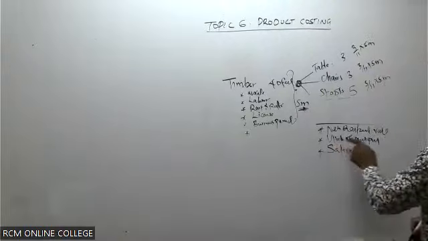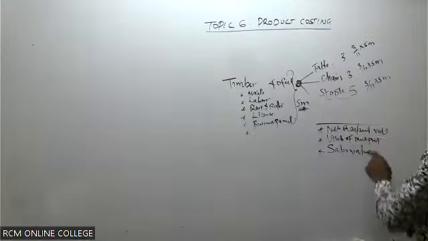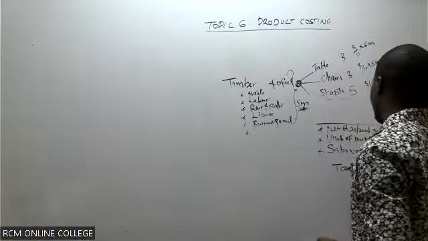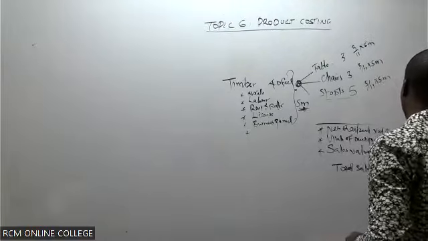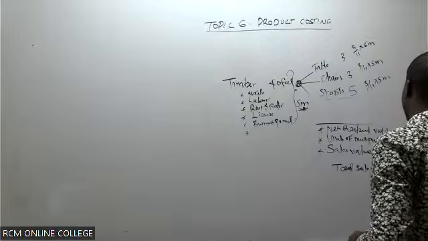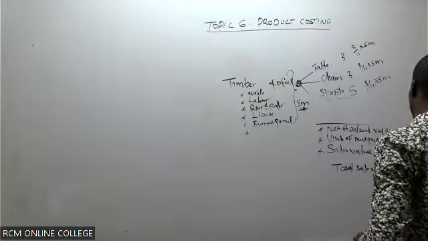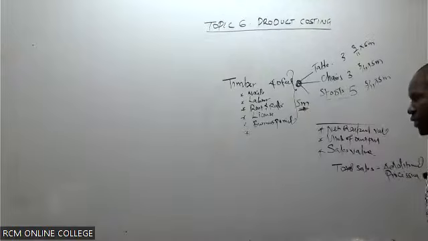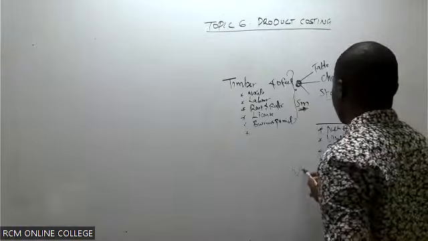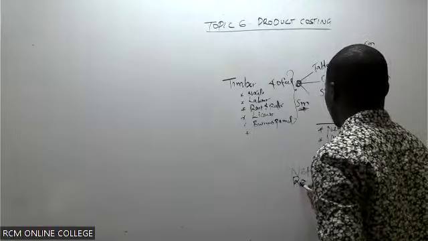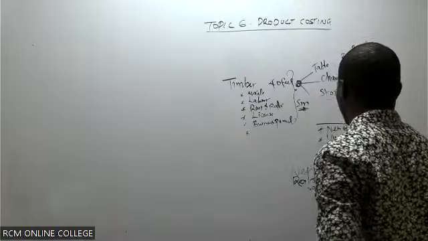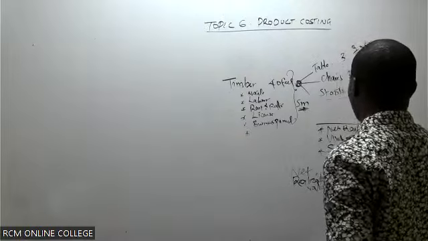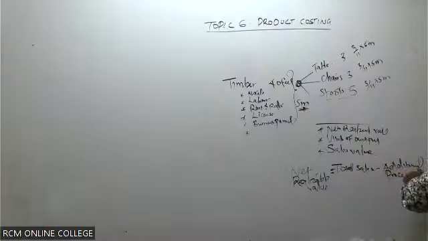That is units of output. Net realizable value is the total sales less additional processing costs. So this is how we get net realizable value. Net realizable value is equivalent to total sales less additional processing costs.